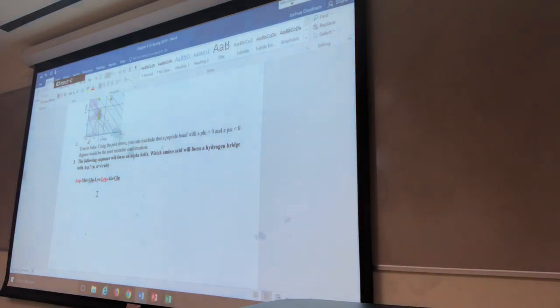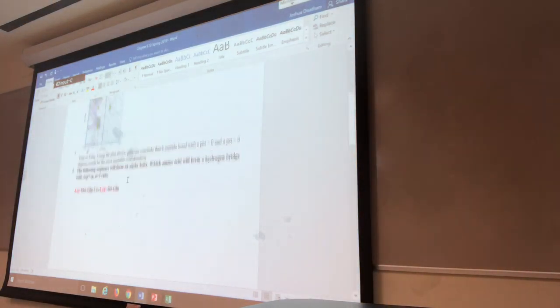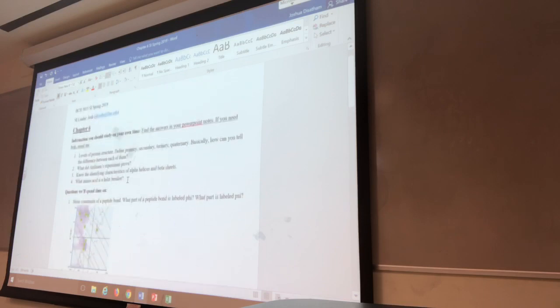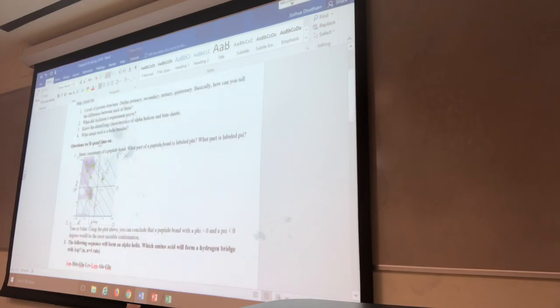All right, let me go back to the worksheet real quick. Okay, this is still going. All right. Let's see. Yeah, don't worry about this thing. I'll get rid of it on the worksheet later.